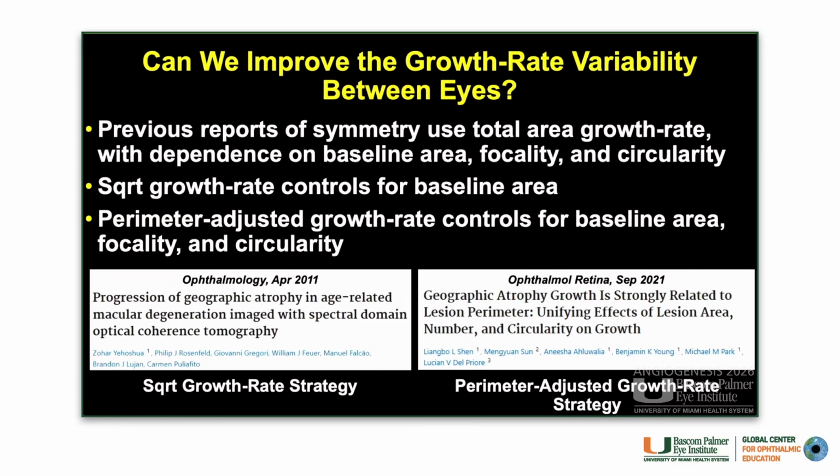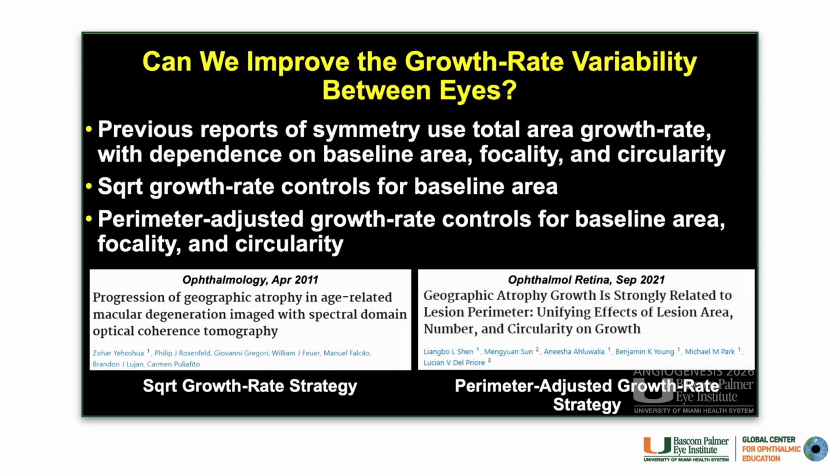Can we improve the growth rate variability between eyes? These previous reports of symmetry use the total area growth rate, which we know to have dependence on baseline area, focality, and circularity. The more recent square root growth rate developed by Hoshu et al. controls for baseline area, whereas another method, perimeter adjusted growth rate by Shen et al. controls for baseline area, focality, and circularity.